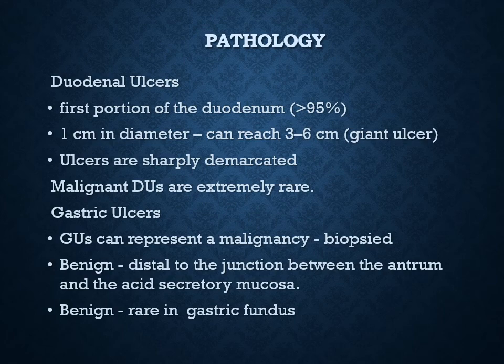In gastric ulcer, GUs can represent a malignancy and should be biopsied. They are usually benign when located distal to the junction between the antrum and the acid secretory mucosa. Benign ulcers are rare in the gastric fundus.